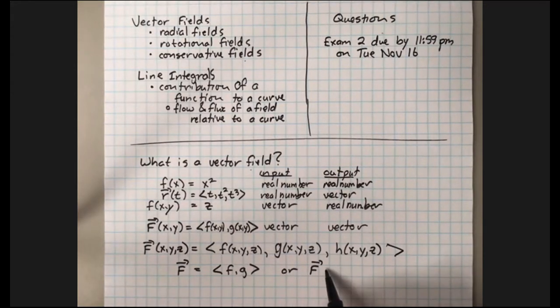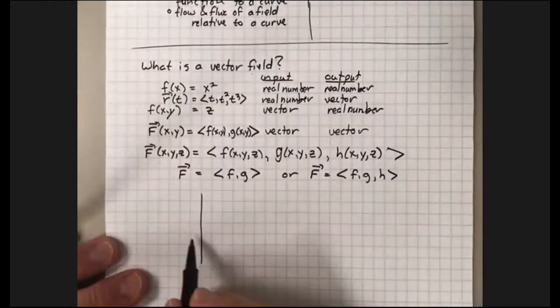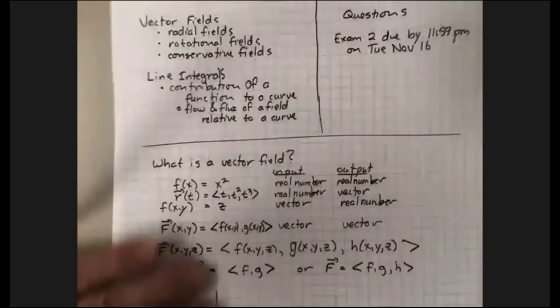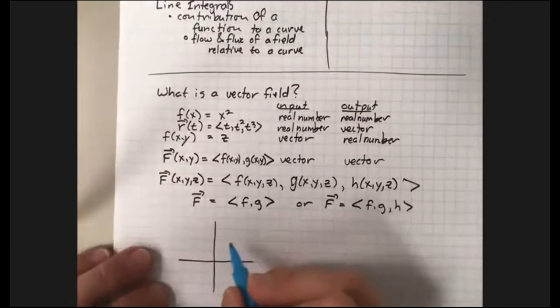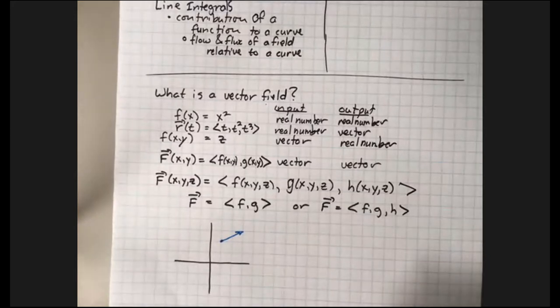So I could do that by saying f, g, and h here. F of x, y, and z is f of x, y, and z, comma g of x, y, and z, comma h of x, y, and z. That is a three-dimensional vector field. But in either case, what it means is that, let's talk about the two-dimensional field first, to every point in the plane, I'm assigning a vector.